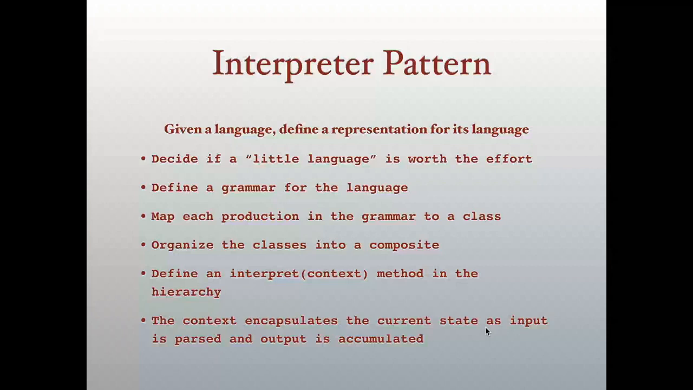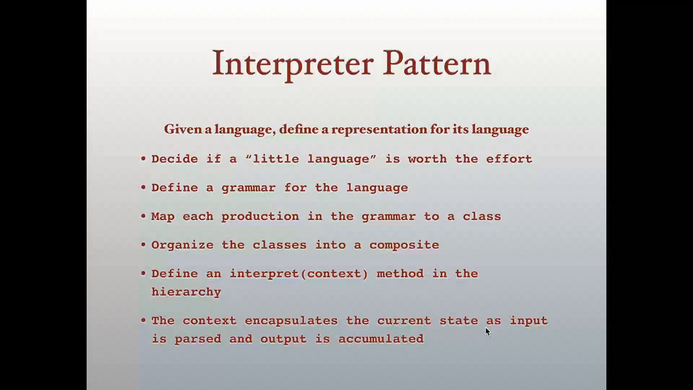Interpreters. These tend to be a little more complicated. This is basically, given a language, define a representation for its grammar. And what you want to do with an interpreter is decide if your little language is even worth the effort. Your little language may just be the numbers 1 through 10. It may be something that says, if I have a value of 1, I need to do this. If I have a value of 2, I need to do this other thing. If I have a value of 3, do the third thing. Define a grammar for the language, which I just did. It's the numbers 1 through 10.